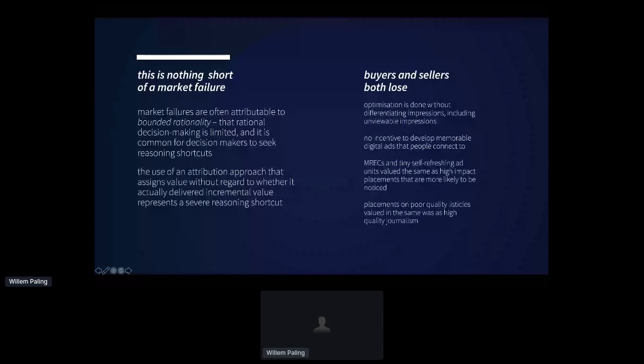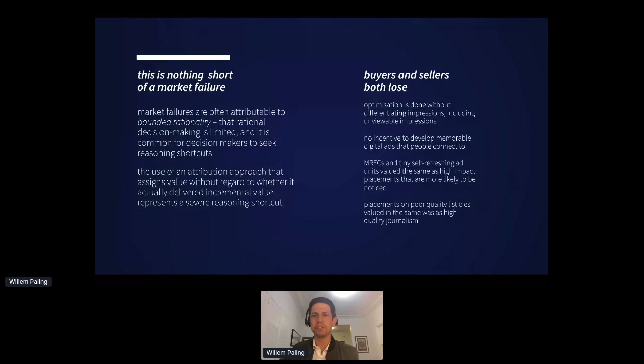And so both the buyers and sellers lose, because on the buy side for marketers, optimization is done without differentiating impressions, including unviewable impressions. And so there's no incentive to develop better ads. You just need to get ads in front of people. And so very small ad units that have no impact are valued in the same way as high impact ad placements that have much more opportunity to be noticed. And placements on poor quality content are valued in the same way as high quality journalism.